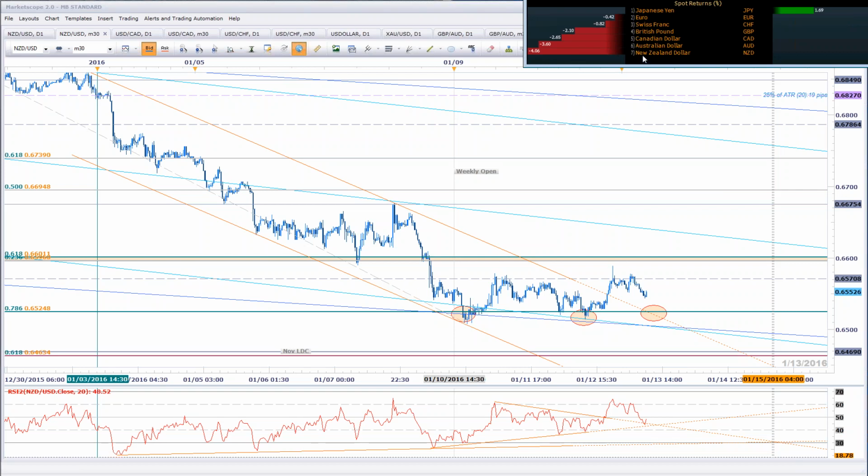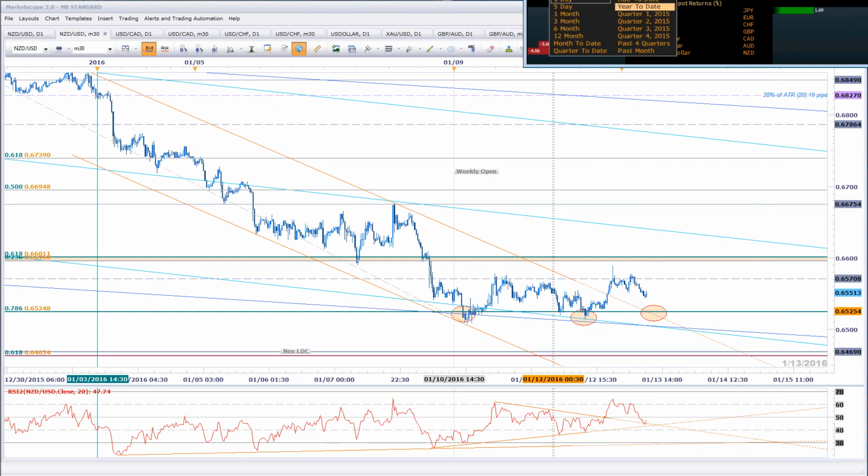I just wanted to highlight that the Kiwi and the Aussie are the biggest losers on this session. In fact, Aussie was one of the biggest losers, down 4.4% until this recent rally has brought us back a little bit. But broadly, dollar strength continues to be the dominant theme here.